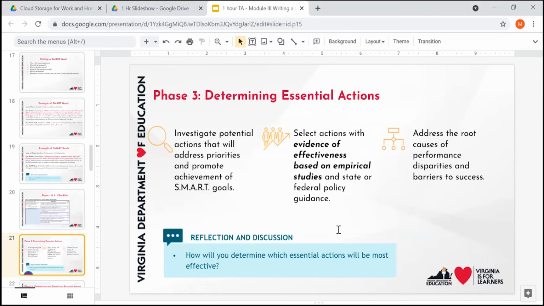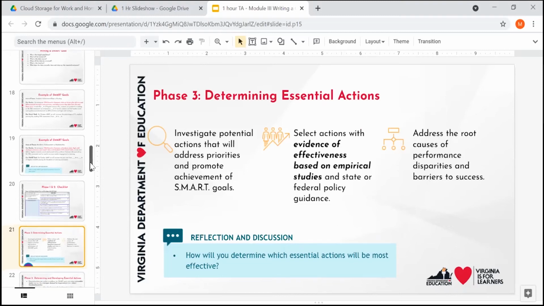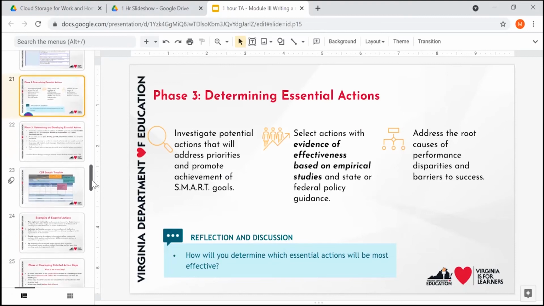All right, thank you, Mike. So phase 3, right? So you've got your area of focus, you've got your SMART goal, that outcome you want students to reach. Now we've got the essential actions. And a lot of you commented that essential actions you thought were most important.